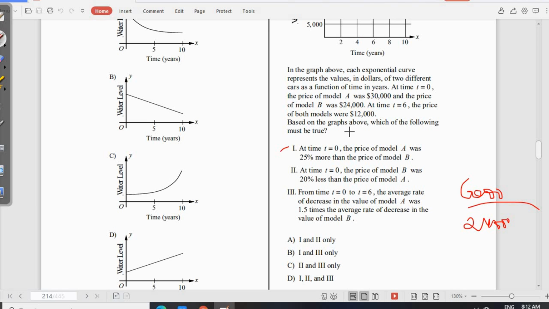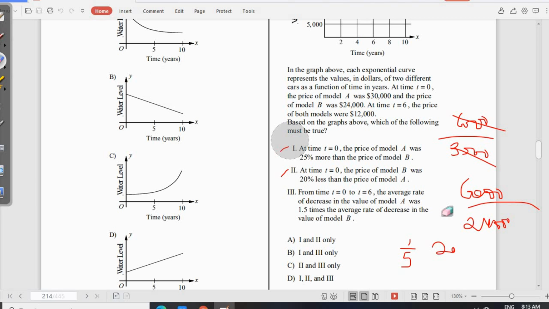Sorry, at time t equal to 0, the price of model B was 20% less than the price of model A. All you need to do is 30,000 minus 24,000, that is 6,000, and 6,000 divided by 30,000 is about 1 over 5. 1 in 5 is actually 20%. So II is correct. What about the third one?